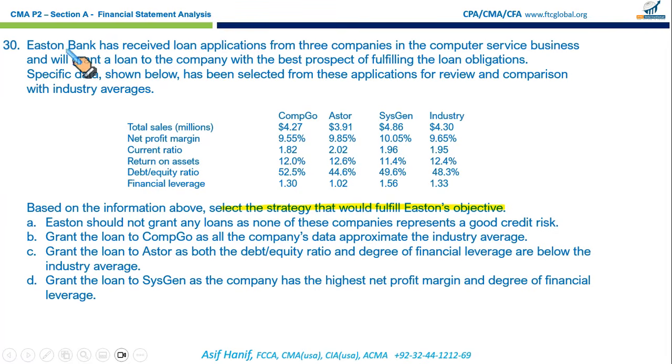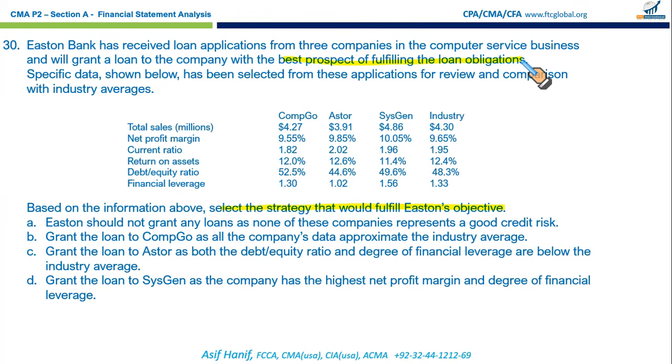It says Eastern Bank has received loan applications from 3 companies in the computer service business, and it will grant a loan to the company with the best prospect of fulfilling the loan obligations. So we are a bank. We have been approached by 3 possible applicants for the loan. We will grant a loan to only one company, maybe because of a limitation of funds available.